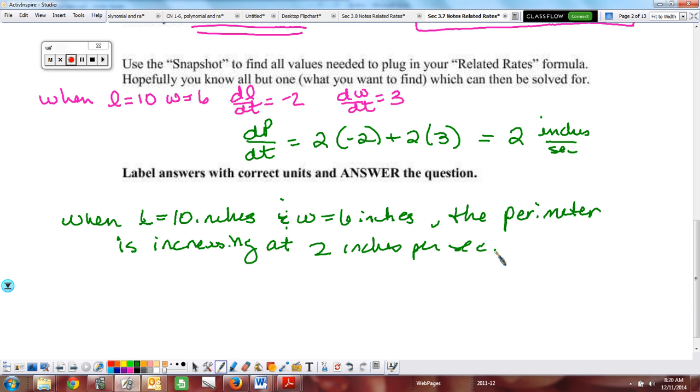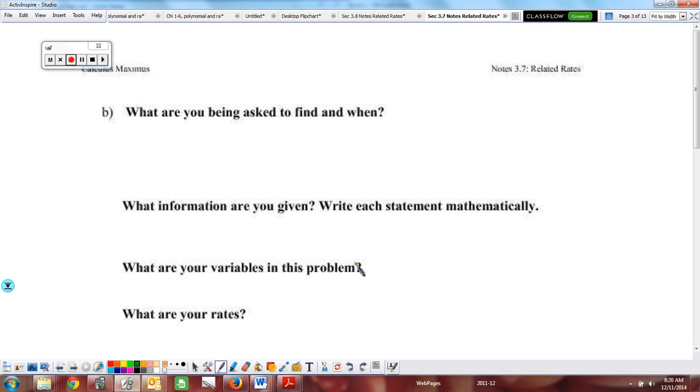Now, you might wonder in this one, I didn't even use the 10 and the 6, I didn't even plug them in. Well, that was because the perimeter must be increasing at the same rate for the entire problem. It doesn't depend on what your current length and width is because your formula for dP/dt did not depend on L and W. All right, let's look at part B in this.